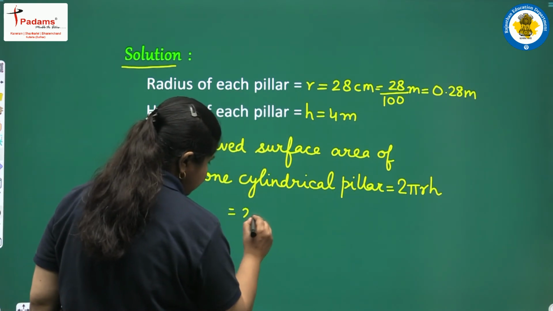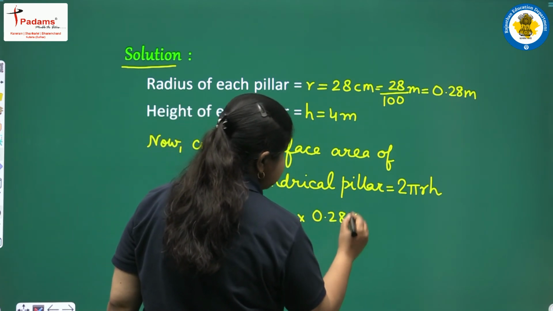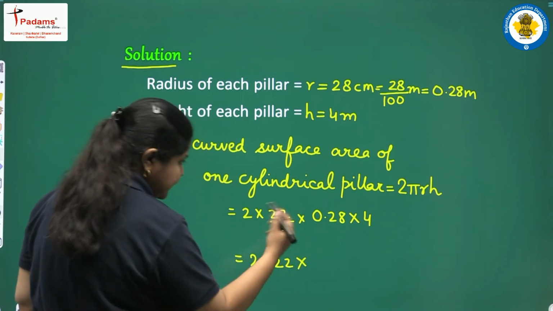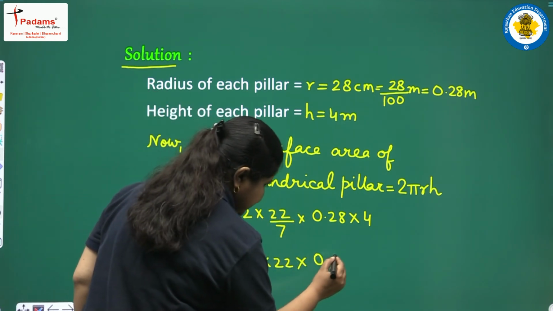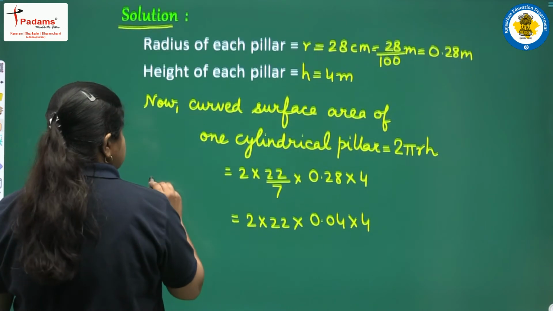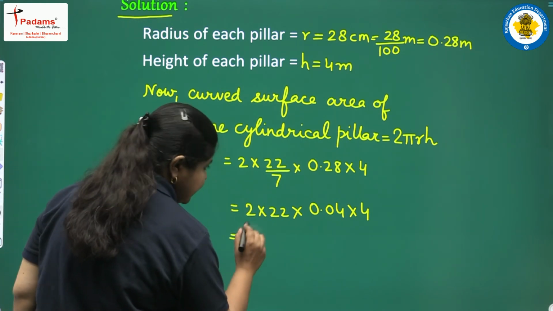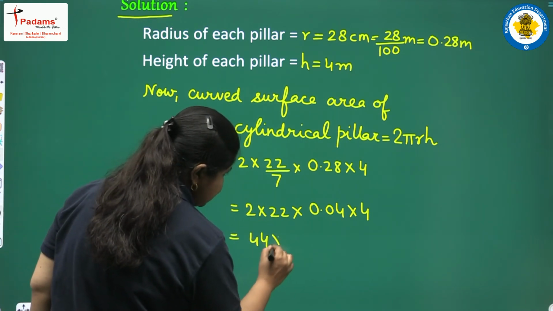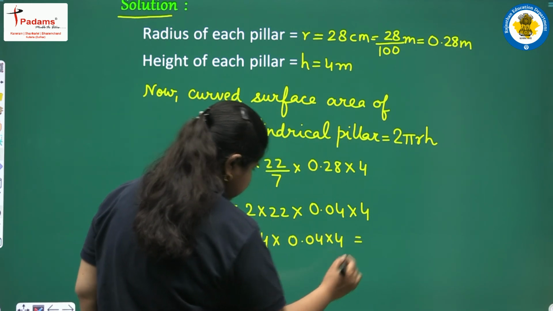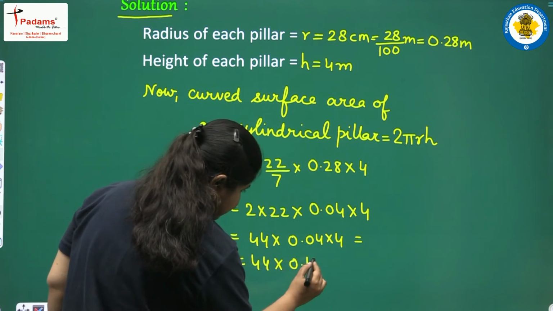Now this will be equal to 2 into 22 by 7 and the radius is 0.28 into h. It is 4. This can be written as 2 into 22 and after dividing 0.28 by 7 we get 0.04 into 4. Now multiply these numbers. You will get the curved surface area of one single pillar. This will be 44 into 0.04 into 4. We multiply again 44 into this will be 0.16.